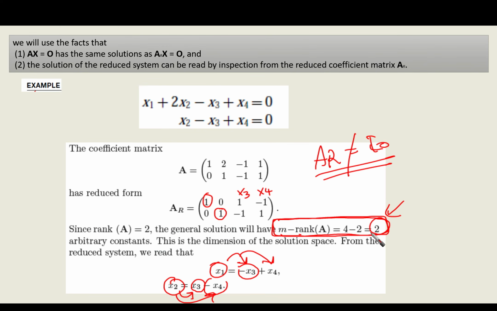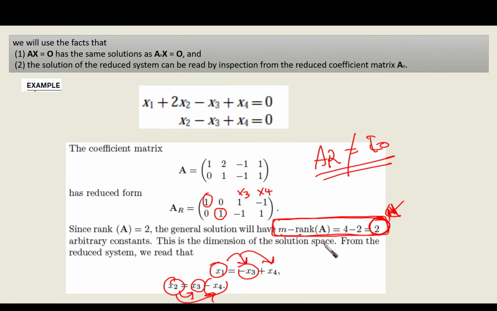Okay, so this means that yes, we are in the non-trivial solution space, and the dimension of this non-trivial solution space is going to be 2. What is the meaning of the dimension? Again, it is the number of the free variables, which describe the other dependent variables.